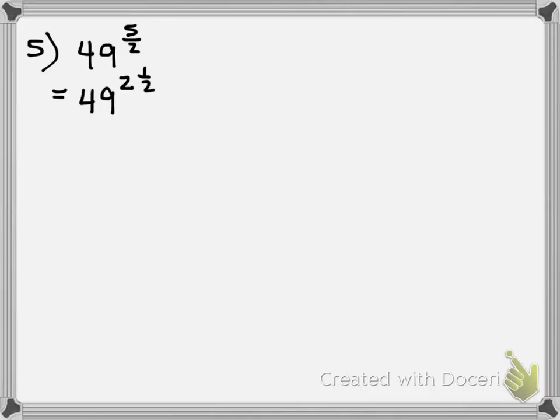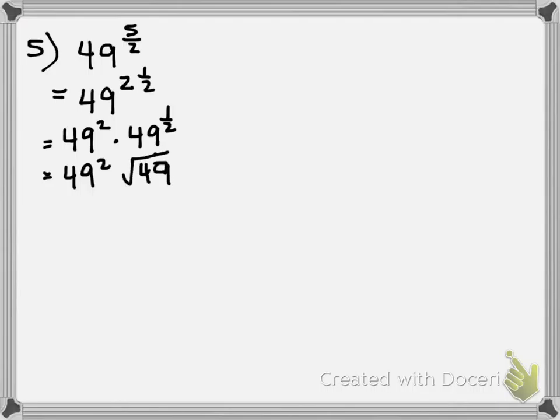So the whole number exponent is what goes on the 49. We also have 49 to the half power. So we're going to have to figure out what 49 squared is. Now, before I do that, let's rewrite 49 to the half power as a radical. So what would it look like? It's just the radical 49.